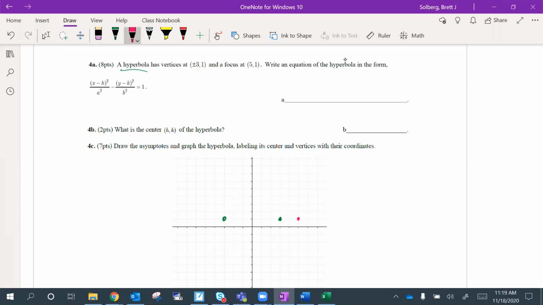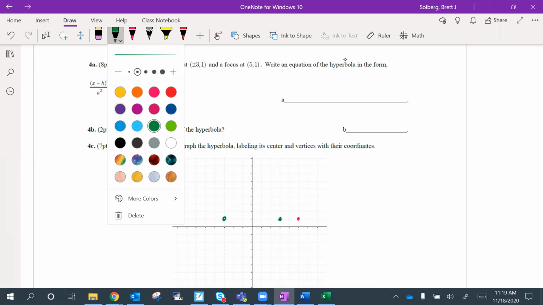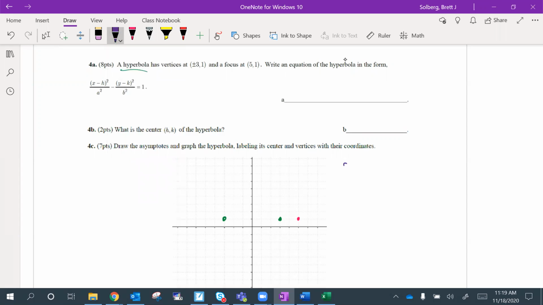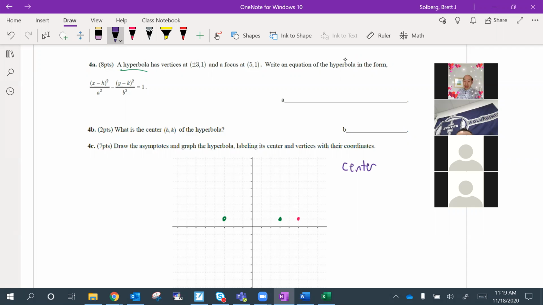So I'm going to pause and we're going to have Jocelyn. Jocelyn, what I want you to do is explain how, based on those points, we can figure out where the center of this hyperbola is going to be. I'm not sure how to find that. I have to turn up my sound so I can hear you.